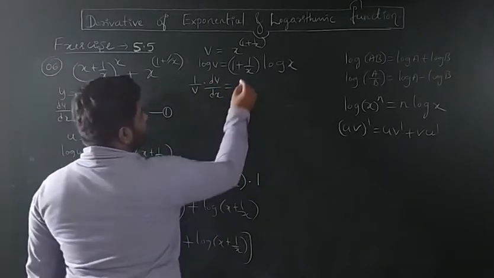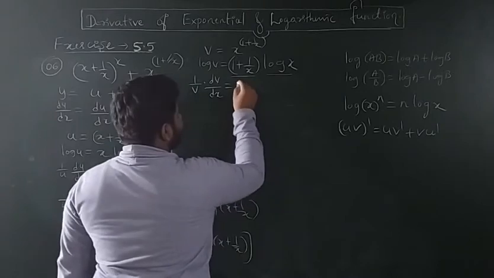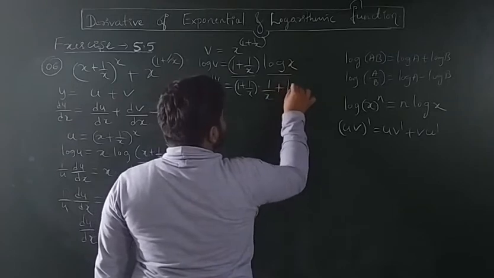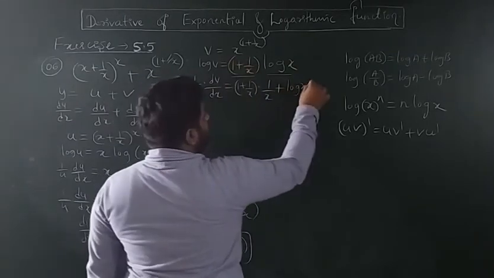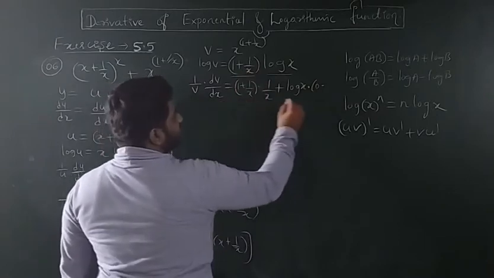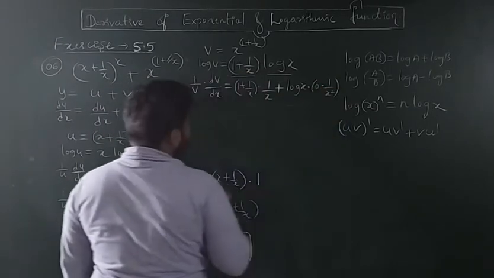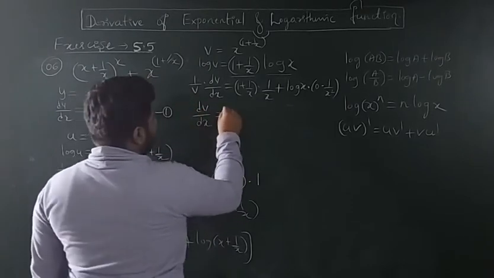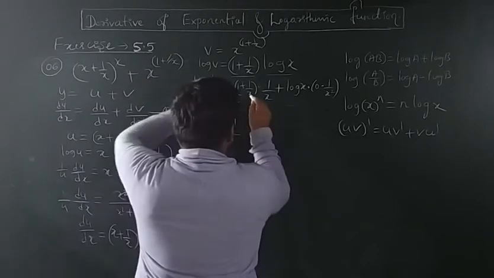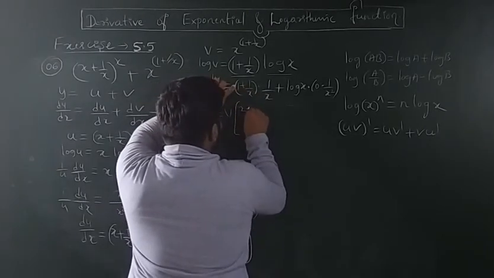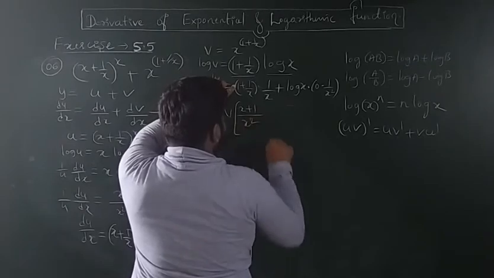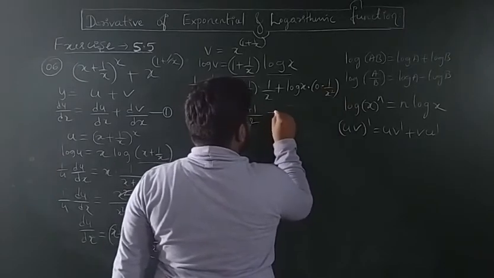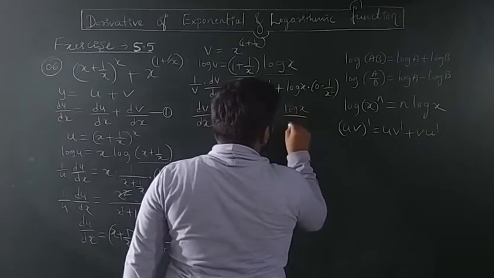So this is equal to, two functions are there, first function and second function. First function as it is, differentiation of log x is 1 by x, plus second function as it is, log x, differentiation of 1 is 0, plus differentiation of 1 by x is minus 1 by x square. So simplify these terms. dv by dx equals v, so v comes to this side. Now simplifying: x into 1, x plus 1 divided by x into x square, plus log x, here also minus 1 by x square is there, so it becomes minus log x by x square.